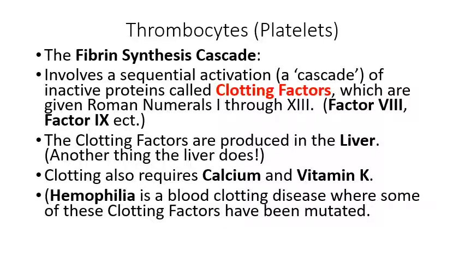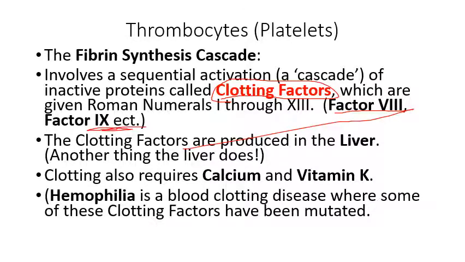Okay, so the fibrin synthesis cascade involves a sequential activation, or a cascade, of a bunch of inactive proteins that are referred to as the clotting factors. And the clotting factors are identified because you give them Roman numerals, and then you call them factor 1, factor 2, factor 3, and factor 4, and so on. Two of the most important ones are blood clotting factor 8 and blood clotting factor 9.